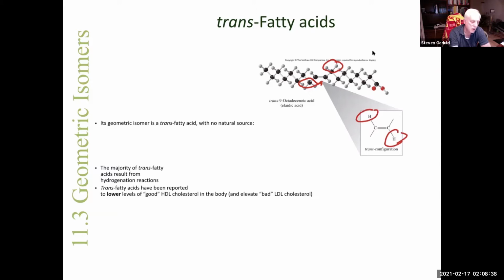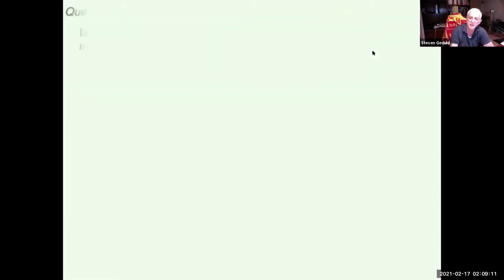There's no natural source of trans fatty acids. We make those. We make them in a laboratory, so it tastes better to us. And it tastes better for us, but it is unhealthy. The majority of trans fatty acids result from hydrogenation reactions. We make it by adding hydrogen across a double bond. Trans fatty acids, like I said, lower levels of good cholesterol, raise the levels of bad cholesterol, and increase heart disease. So we create trans fatty acids in the lab for food products.